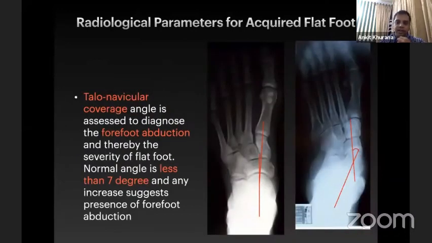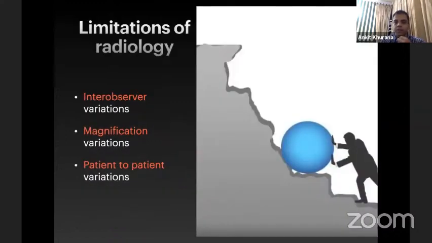Again, a talonavicular uncoverage, as I previously mentioned, has to be seen between the axis of the navicular and the axis of the talus. If the angle is more than 7 degrees, it indicates a disruption. Again, as I mentioned, it indicates a forefoot abduction that is seen in stage 2B of the adult acquired flat foot. And if it is involved, it requires additional correction by a lateral column lengthening.